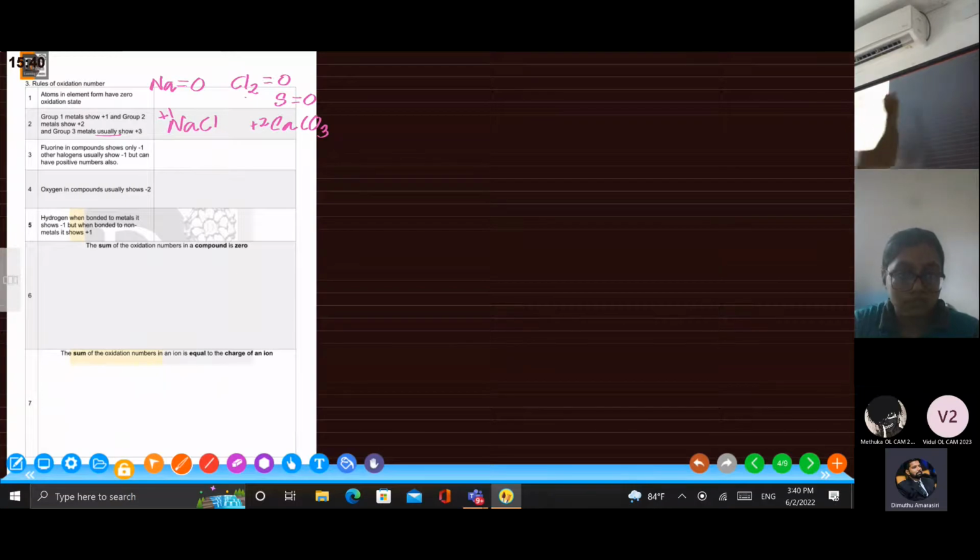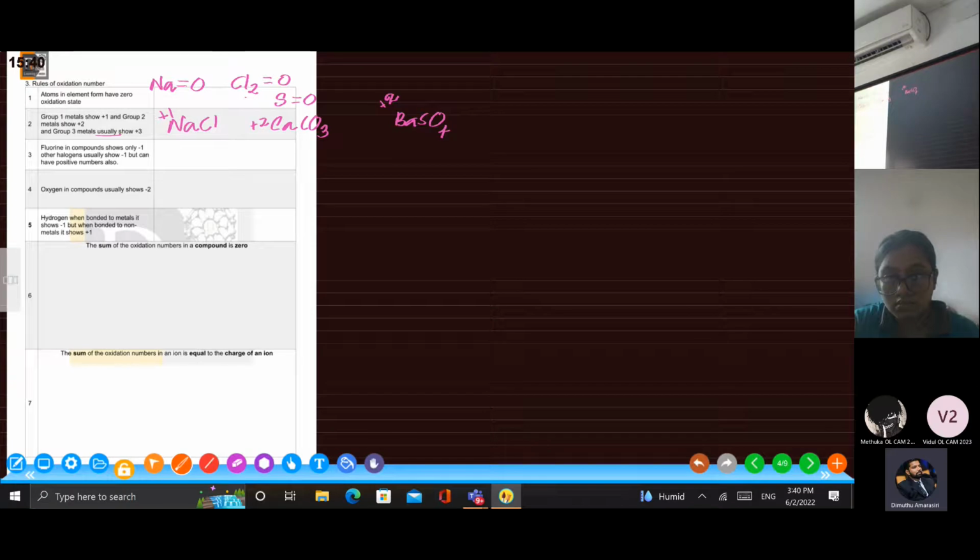Okay. And then you see barium sulfate. Barium, sulfur, oxygen. Now it's a compound, they are not in element form, so rule number 1 doesn't work. You don't know sulfur, you don't know oxygen, but surely you know barium, which is +2. Oxidation number +2.